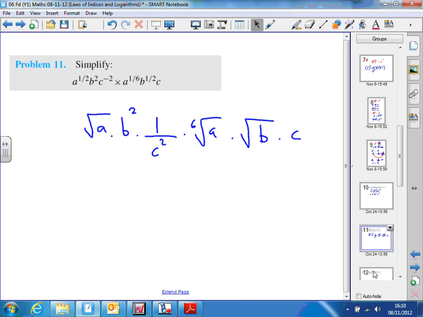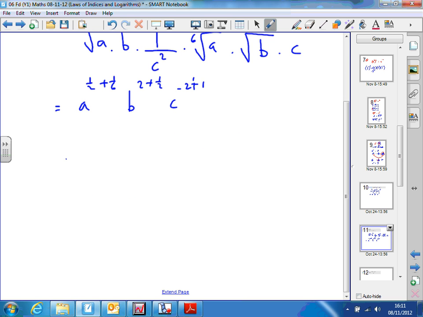The question might have been, simplify this. The first thing I would do if somebody said simplify this is write it like that, because then I can use the first law of indices just to add the powers. So I'm going to end up with a to the half plus a 6th, so it's a to the half plus a 6th. And b squared, so it's 2 plus a half. And c, minus 2 plus 1. So those are the powers, and I'm going to now add them together.